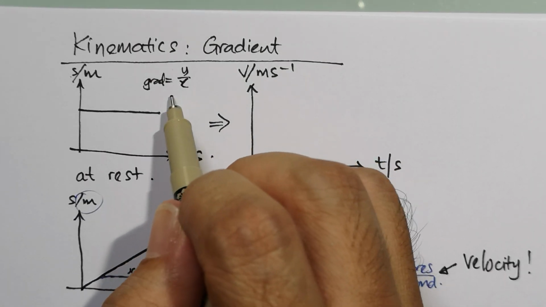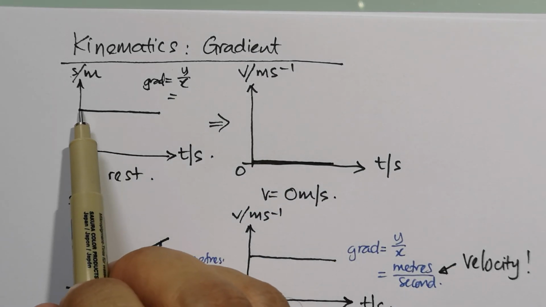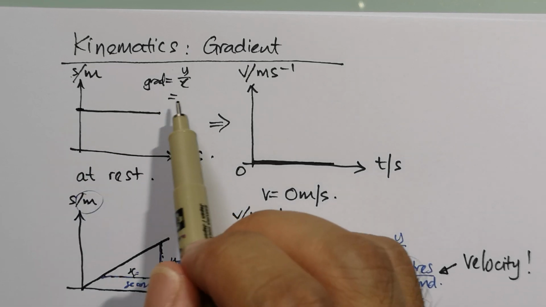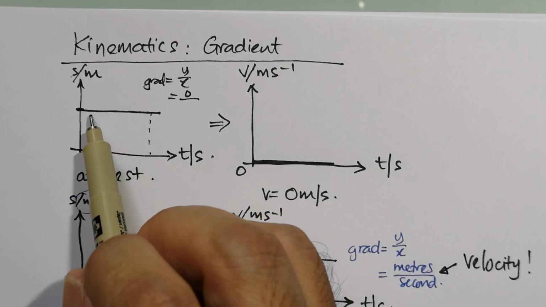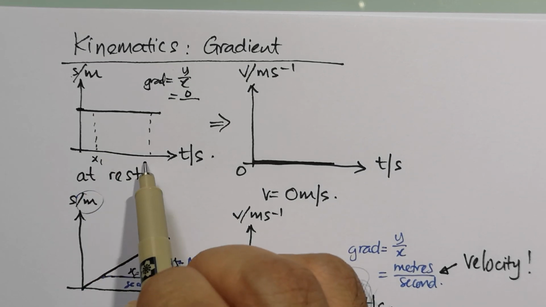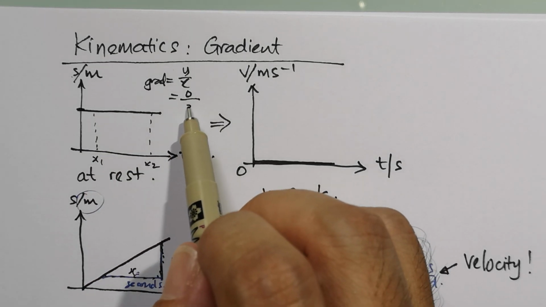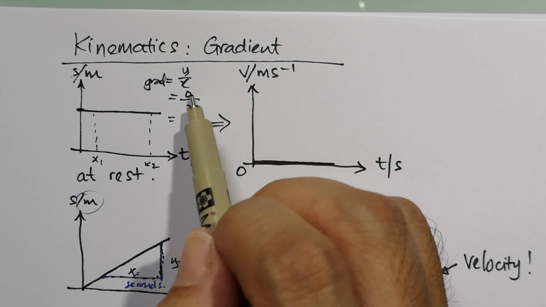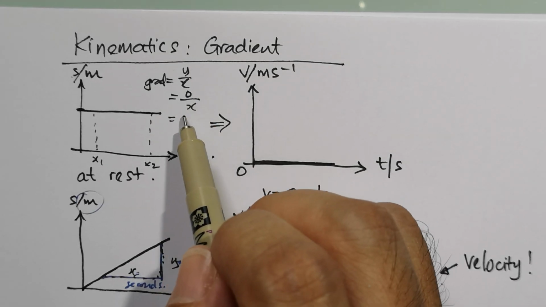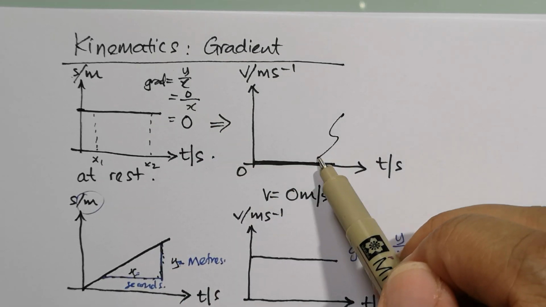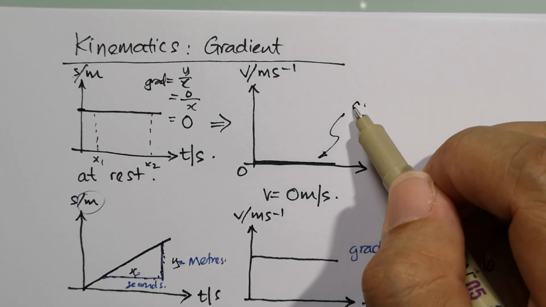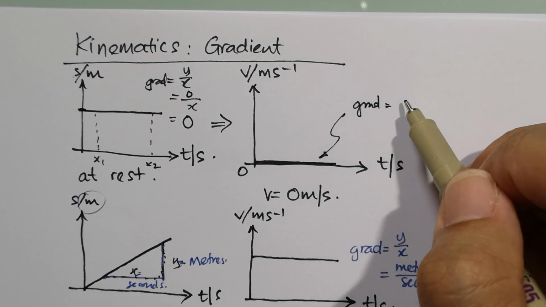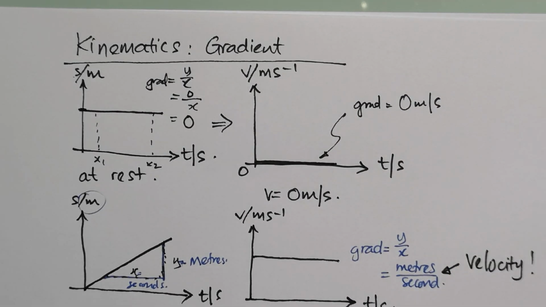There is no y. The y didn't increase. The y value remains the same. The meters remains the same. So it's essentially 0 divided by a time, x1, x2. So it's 0 over x. Anything divided by anything will give you 0. So therefore, the gradient is 0, and it's actually 0 meters per second.